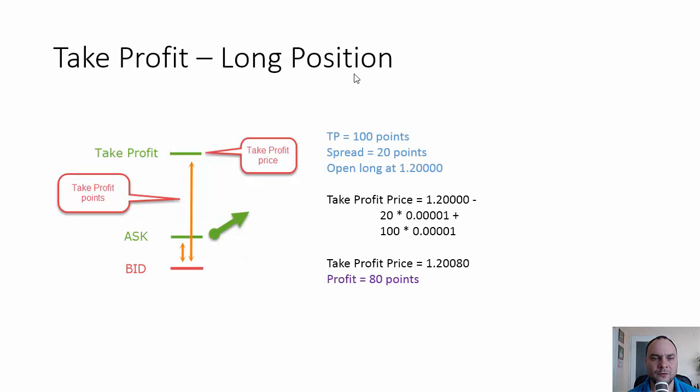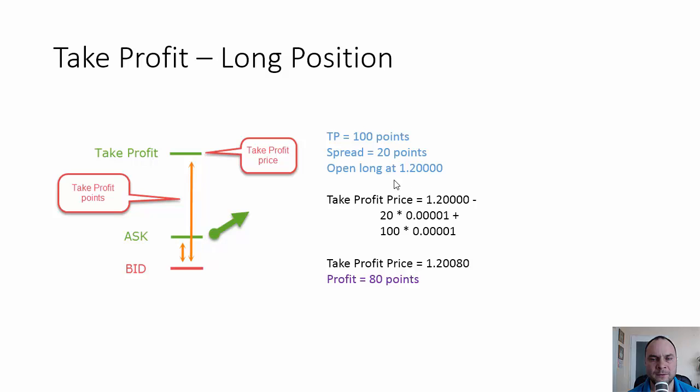Let's see the take profit for a long position. We are opening a long position at the ask price. The bid price is below the ask price. The take profit means that we will close the position if the market moves in our favor by 100 points. For that example, let the spread be 20 points and the take profit 100 points.